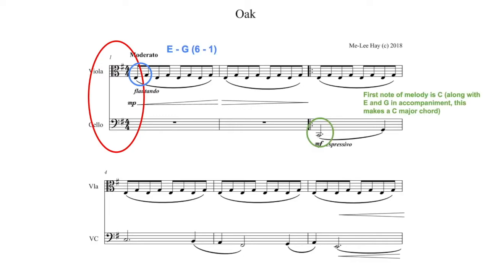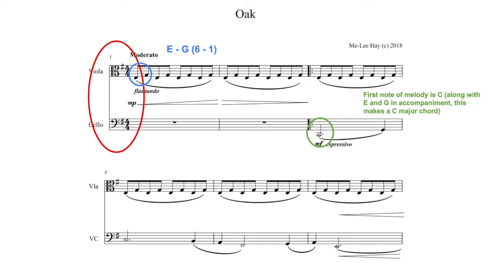But then if we move forward to where the melody begins in bar 3 here, we see that it clearly starts on a C. And in combination with the E to G movement up the top there, this makes a G major chord.